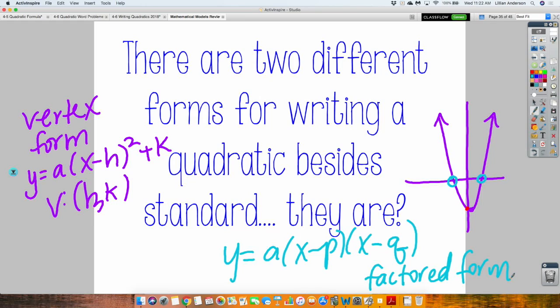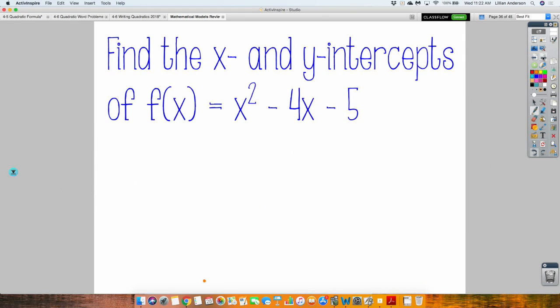And like I said, standard form gave you the y-intercept, the red. Vertex form gave you the vertex, the purple. And then factored form gave you your x-intercepts, because these are already factored. So to find the solutions, you just set the factors equal to 0 and solve. Who remembers that? We had a whole test on quadratics alone.